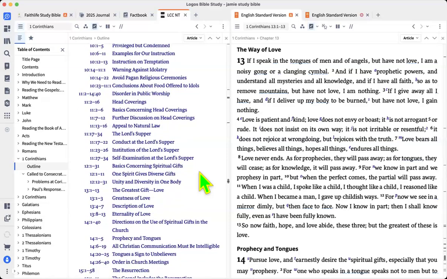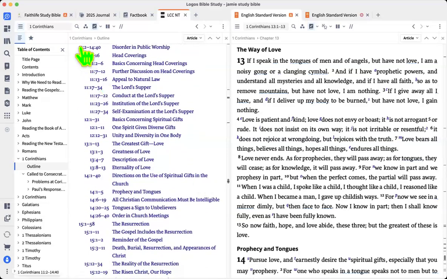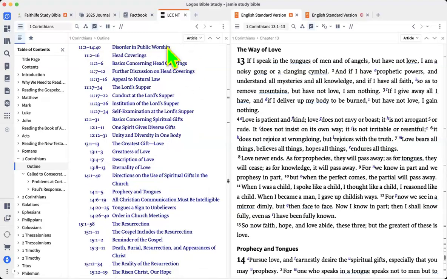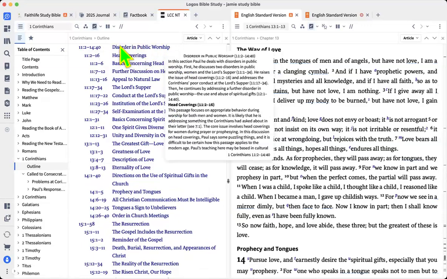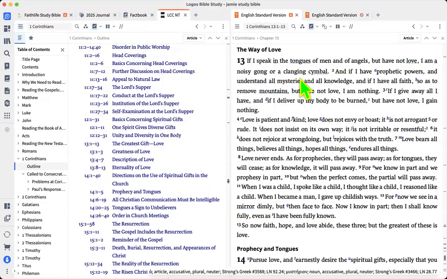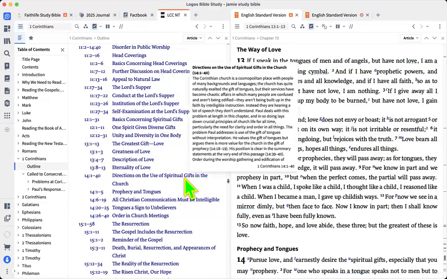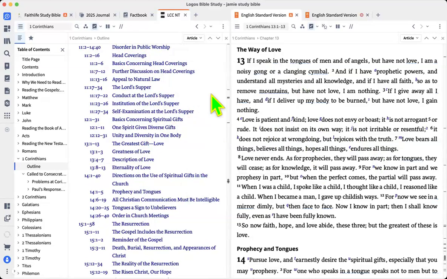But I want you to see our passage is in the middle of this section, chapter 11 to 14, disorder in public worship. Now, instantly, I look at this and I go, okay, Paul is talking about disorder in public worship when he writes 1 Corinthians chapter 13. Do you see that? He talks about head coverings, Lord's Supper, basics about spiritual gifts, then the love chapter from chapter 13, then more direction about spiritual gifts. I just want you to see the flow.